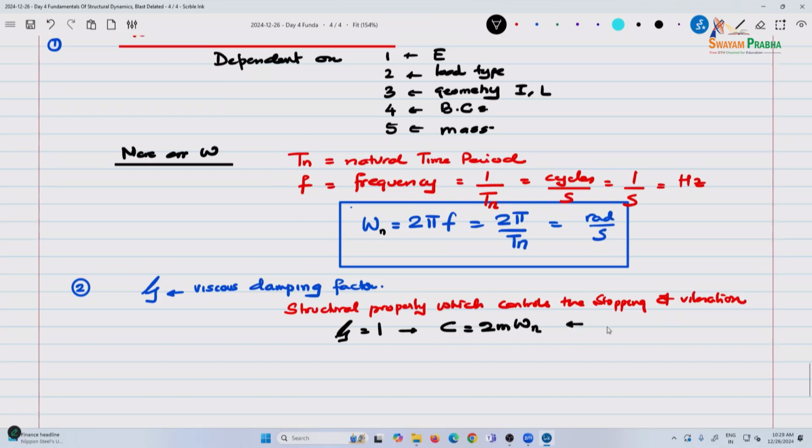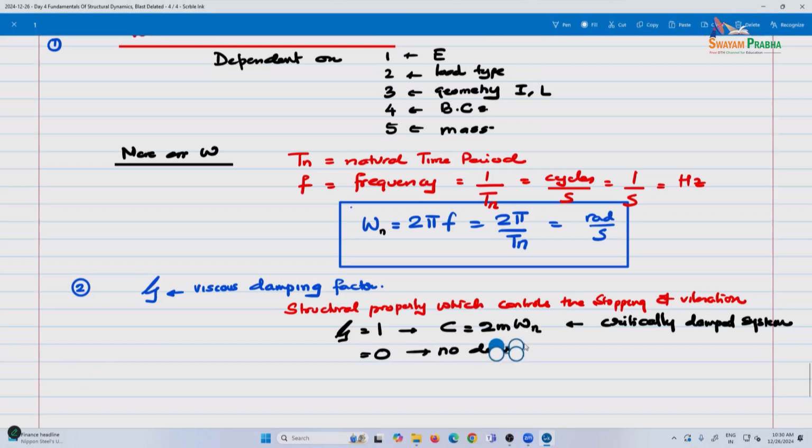This is what is called a critically damped system. So this is 100%. This is just to give an idea of the extreme case. In other words, the structure dampens instantly, and none of your structures are anywhere close to it. We've seen the maximum it can go is 10-15%, 0.15 or whatever it is. And of course, xi equal to 0, there is no damping at all.